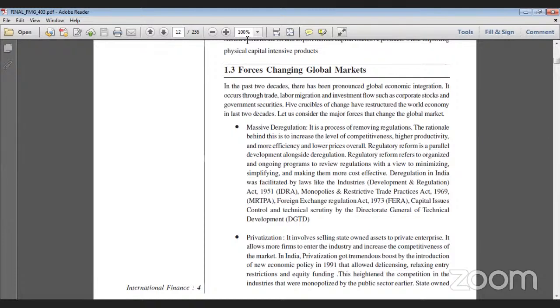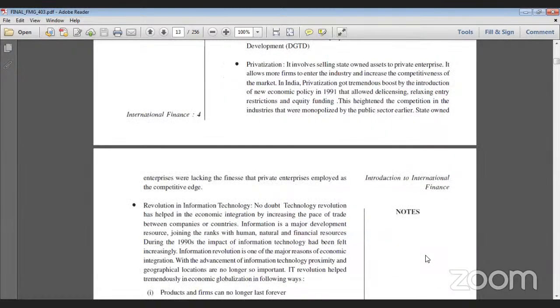The sector earlier was state-owned. State-owned enterprises lacked finance, and private enterprises employed this as a competitive edge.